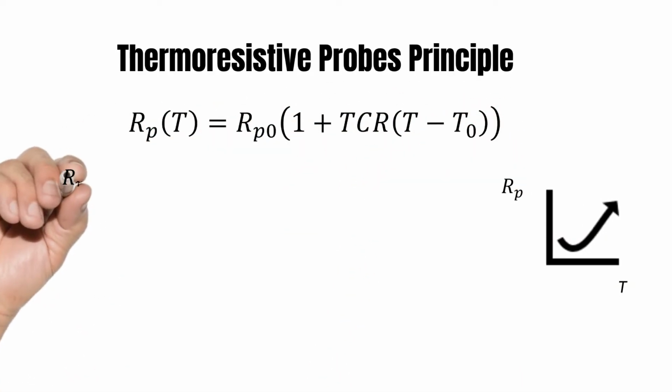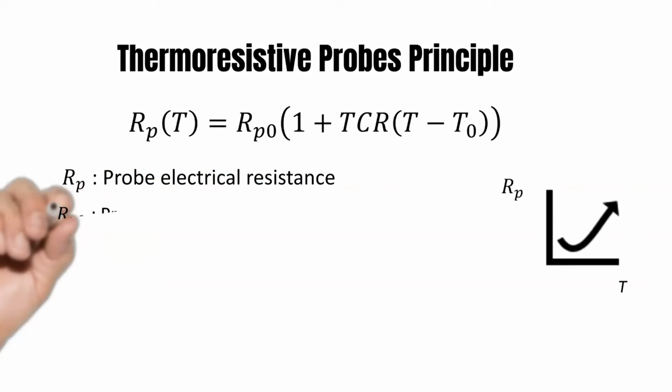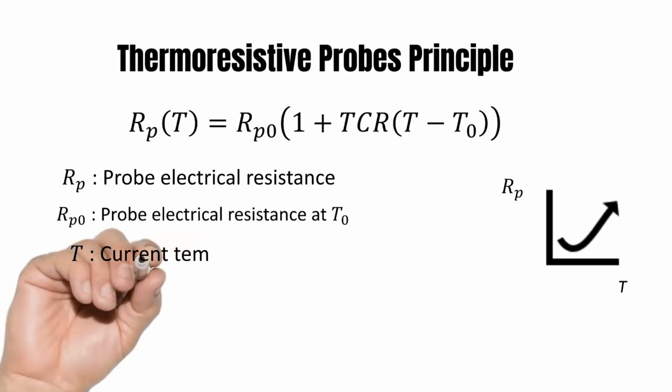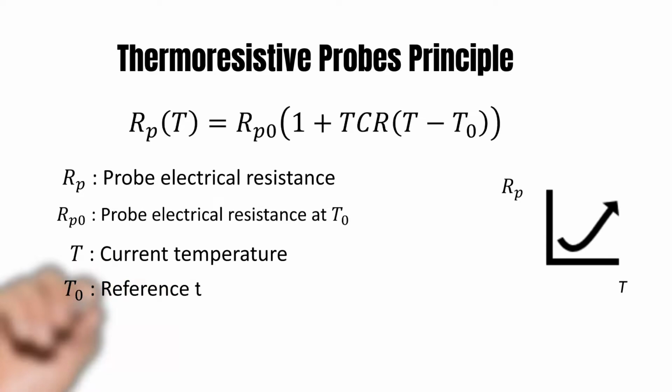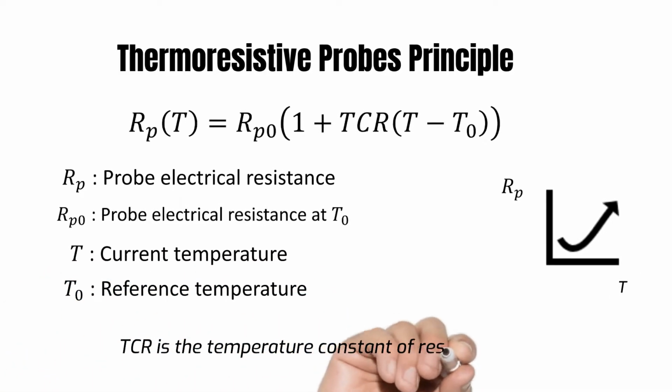Rp is the resistance of the probe at temperature T, Rp0 is the resistance at the reference temperature, T is the current temperature and T0 is the reference temperature. TCR is also known as the temperature coefficient of resistivity.